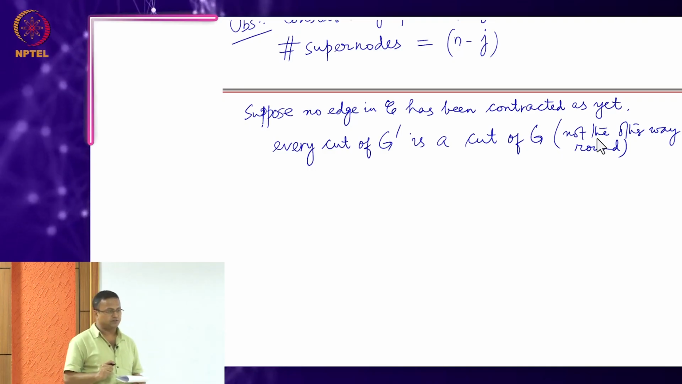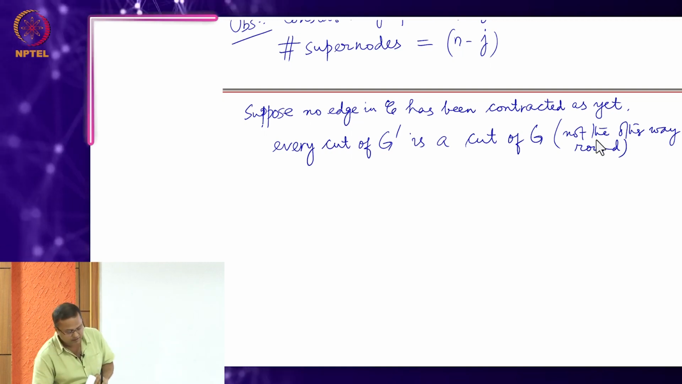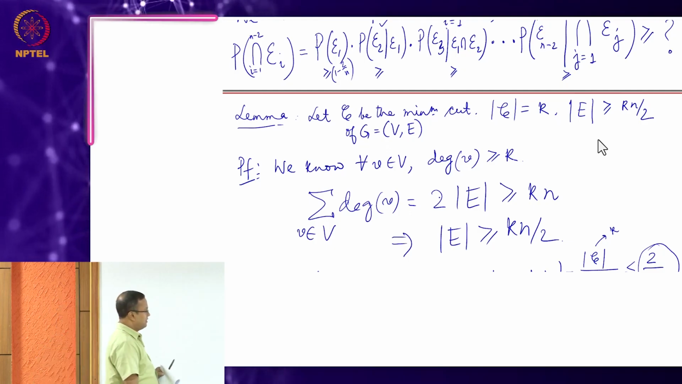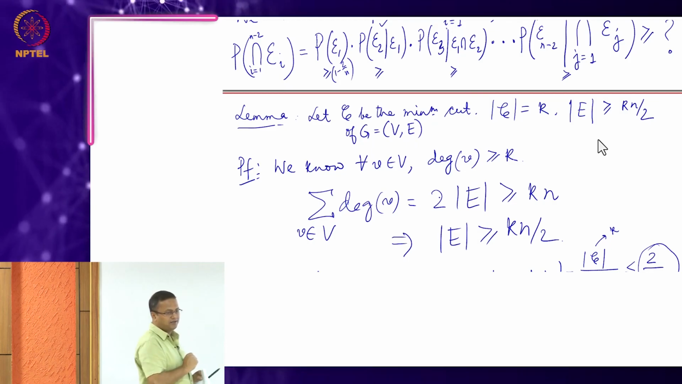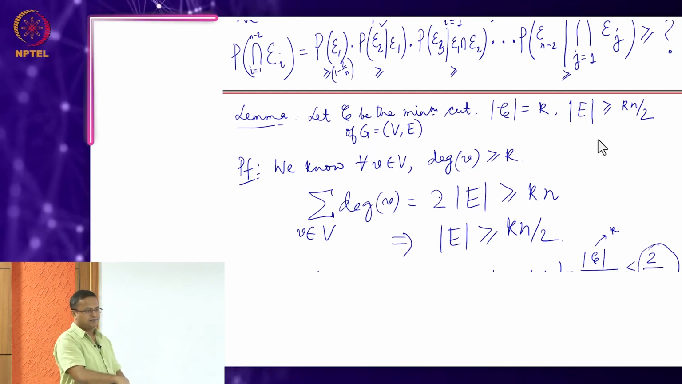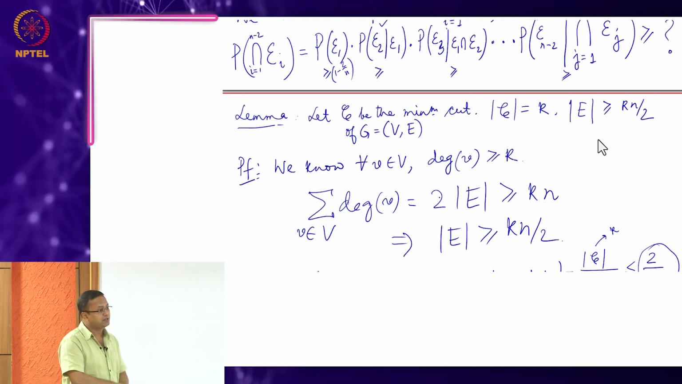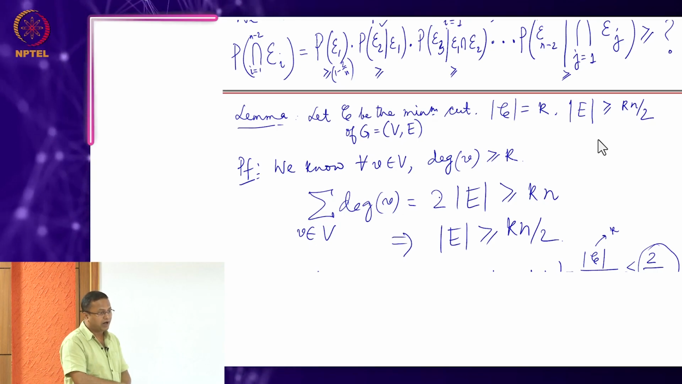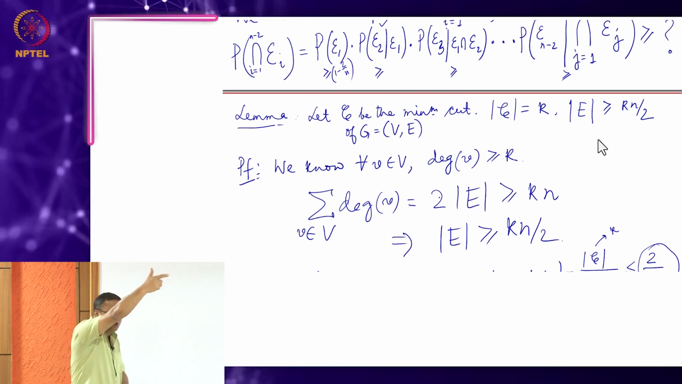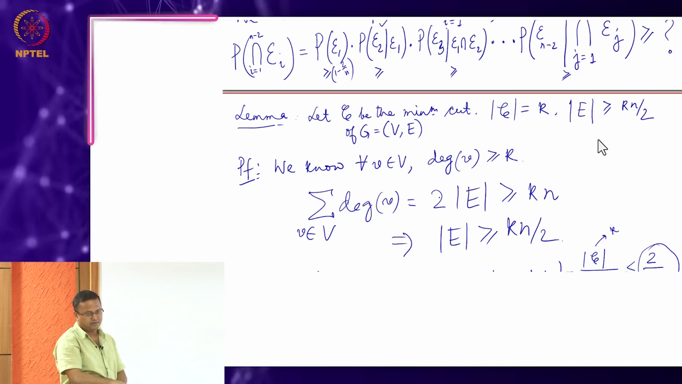So every cut of G dash is a cut of G. Now, if that be the case, then this should still hold: if you look into all vertices of G dash, where there are now n minus j super nodes, all of their degrees should be greater than or equal to k. Otherwise, if it was less than k, then the minimum cut size of the original graph G would not have been k, it should have been something less. Agreed? Right.